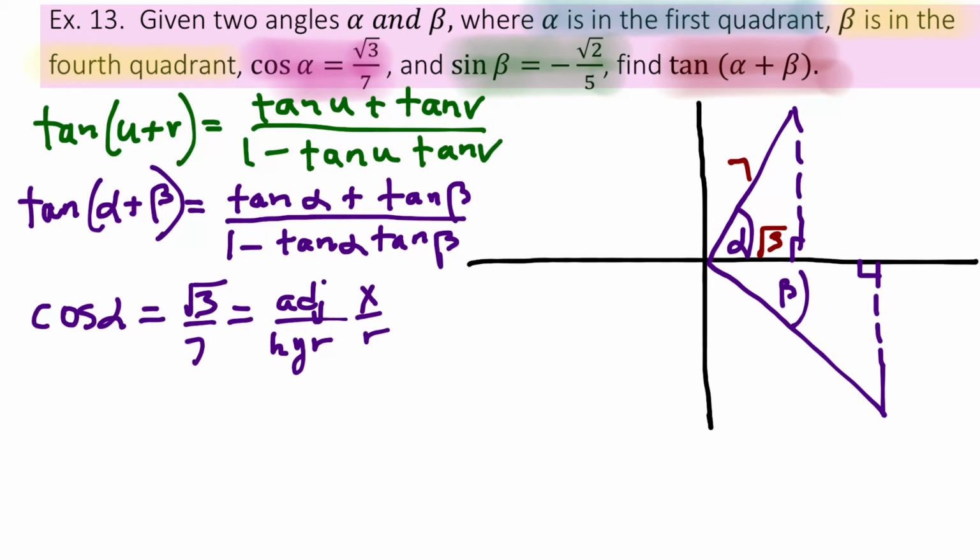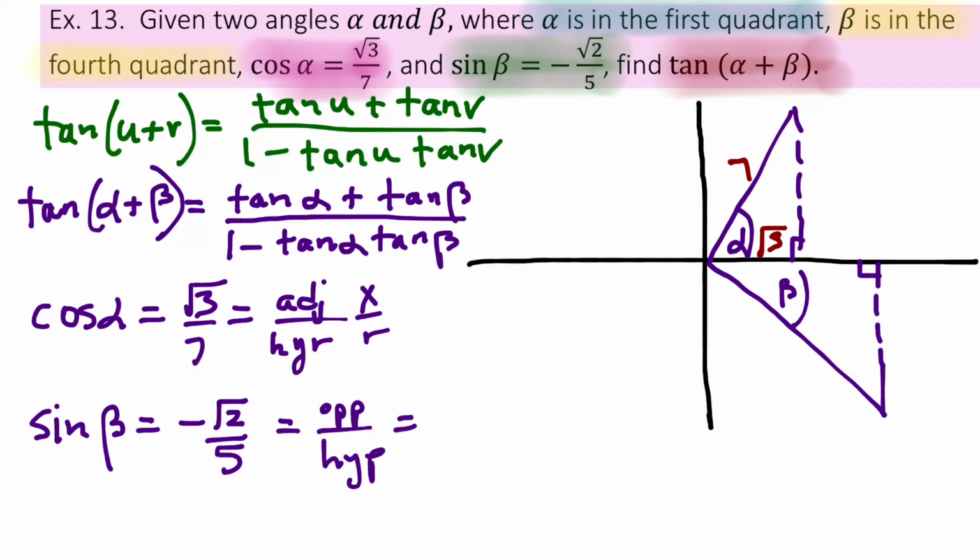All right, and then for the angle beta, I'm told that the sine of beta is negative root 2 over 5. So that means that this is my opposite side over my hypotenuse. So that's my y over my r. So my r is 5 for the angle beta, and my opposite side is negative root 2.